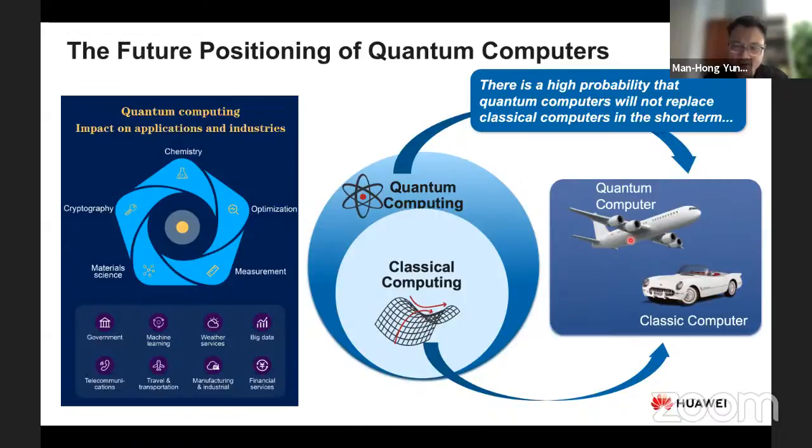The point is that we really want to use a quantum computer to do something that is not possible by a classical computer. This will be the right way to think about what is going to happen in the near future or not so distant future. So we really need to find an application. When do we really need a quantum computer?